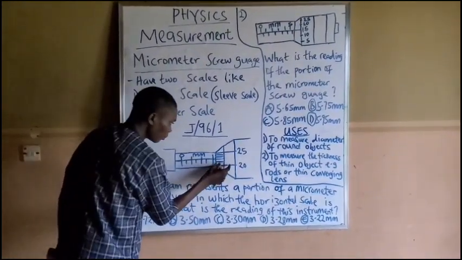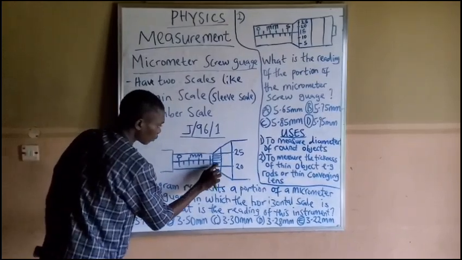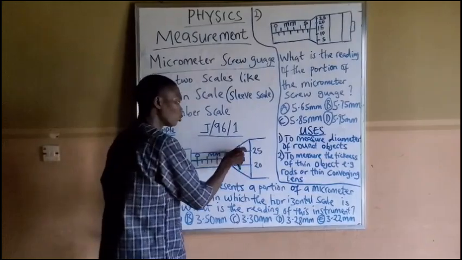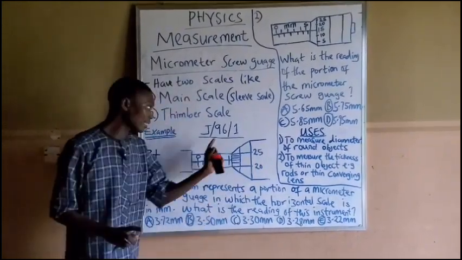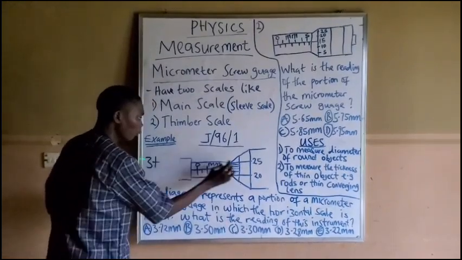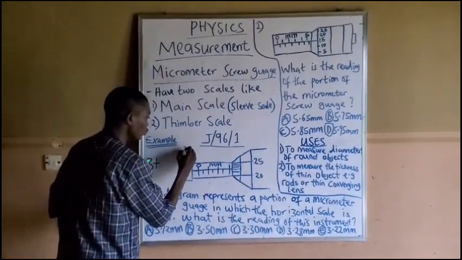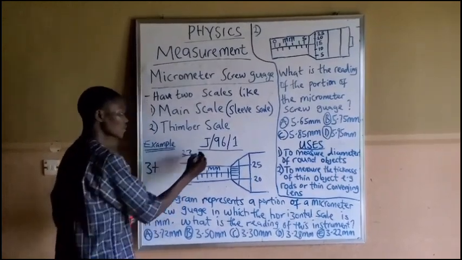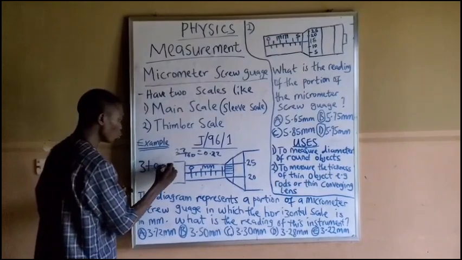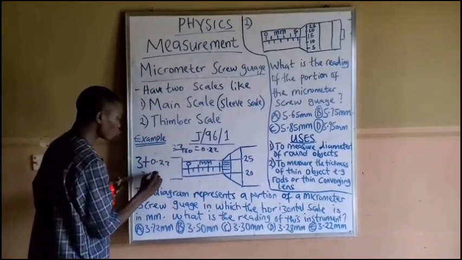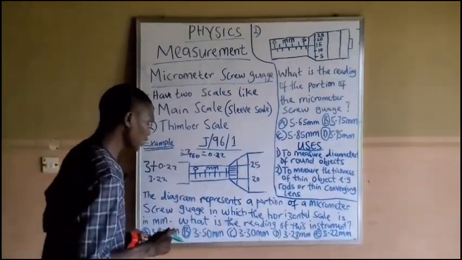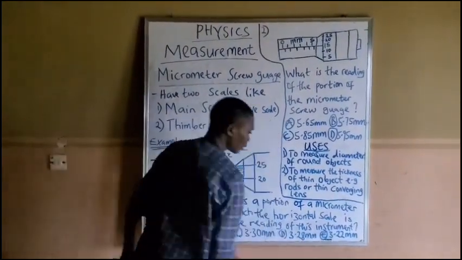So what is the reading of this scale? This side. Now, since here is 20, here will be what? 21, here will be what? 22. And I told you here, you will divide it by 100. You divide this other scale by what? By 100. So 22 divided by 100 will give you what? 0.22. And if you add 0.22 to 3, that will give you what? 3.22. So the correct answer there, mind you, it is in millimeter. So the correct answer there is option E. That is the correct answer.